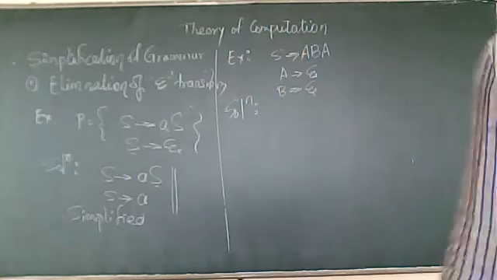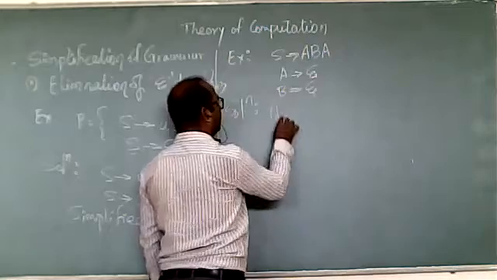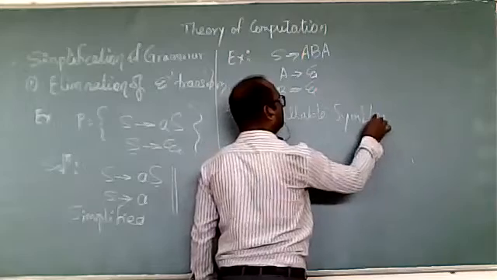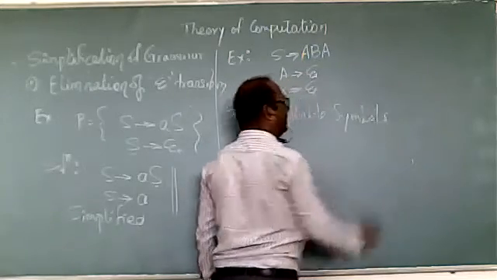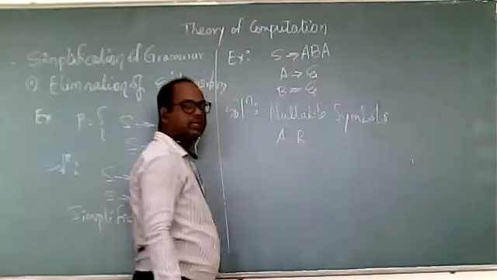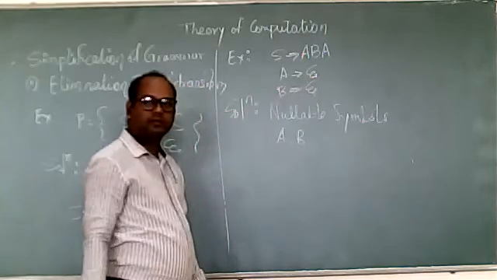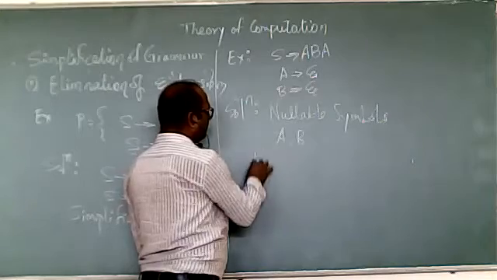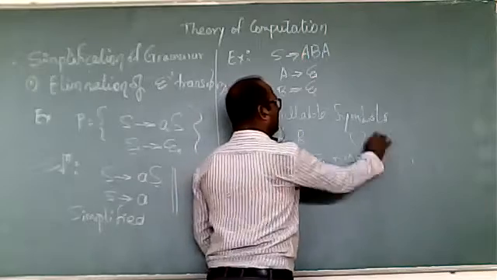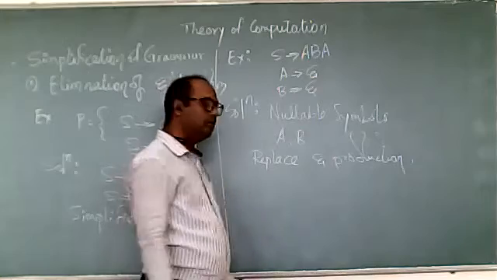Now how to solve this example? As I said, the nullable symbols here are A and B. Nullable symbols are A and B because A has the production epsilon, and B also has the production epsilon. Now we'll replace epsilon productions, meaning wherever we have this variable, we'll replace that variable with the help of the epsilon.